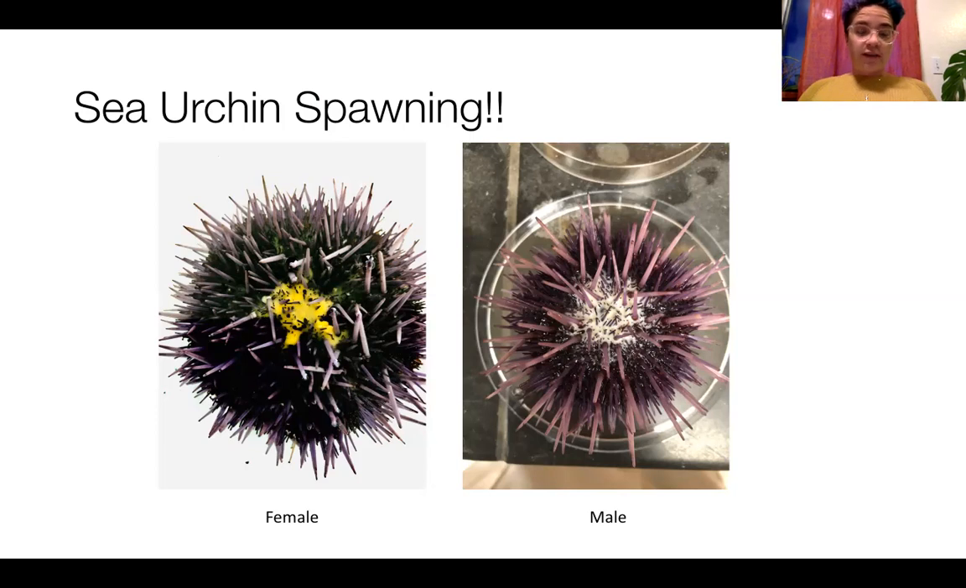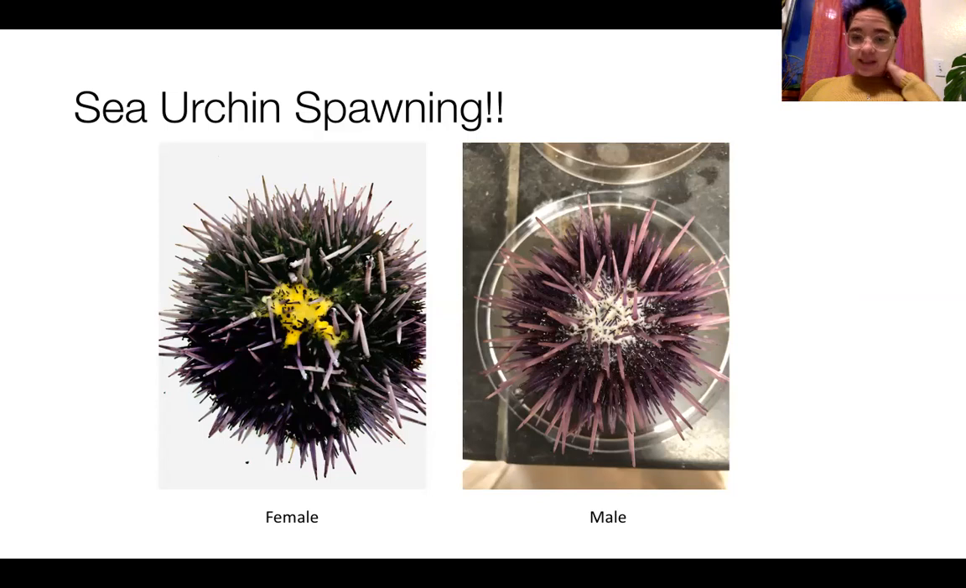If there are urchins in the lab, you're more than welcome to ask your TA to look at them if you would like. On the left is the female. Like I said, orange goo, that's actually eggs that you'll get to observe more up close in lab. And on the right is our male, and you can see that it's a white gooey substance.